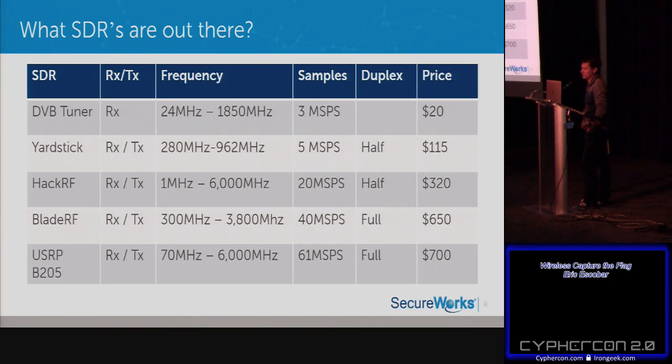The next one on the list is the YARD Stick. The YARD Stick is $115, another entry-level one, and this one will allow you to transmit. It doesn't have a super stellar frequency range, 280 to 962 megahertz, and it's only half duplex. So again, you can only listen or talk at a time. You can't do both. And then as you keep going down the list, the price keeps going up. What you're getting is a wider sample set, more samples per second, full duplex. If you look at something like the BladeRF, right now it's like $650. You get full duplex, you have a huge range of things you can do, and you can go crazy.